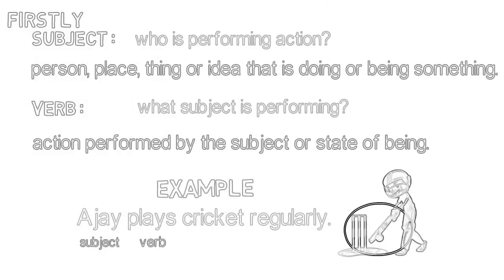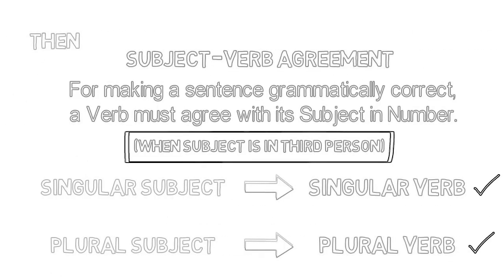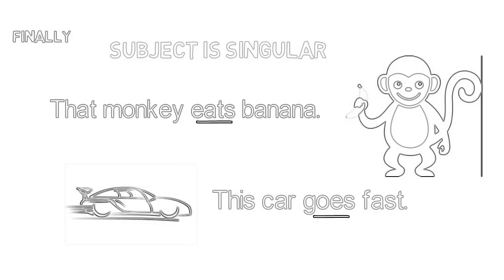Firstly, we understood what is subject and verb in a sentence. Then, we understood how to identify subject and verb in any sentence. Then, we understood what is subject-verb agreement. Finally, we went through some of the examples of subject-verb agreement.